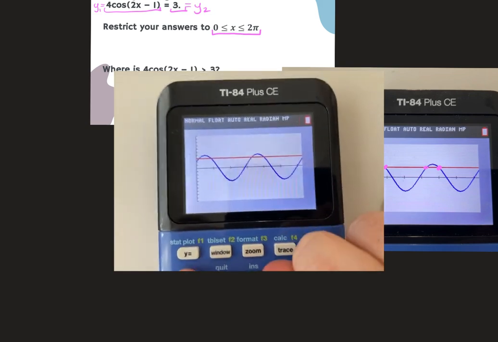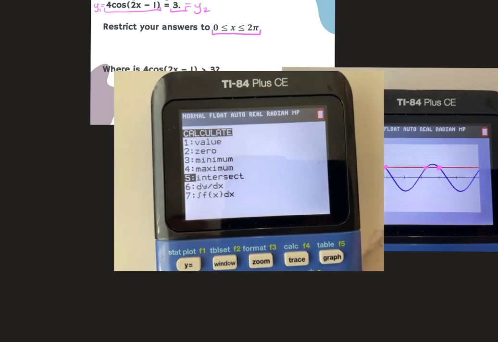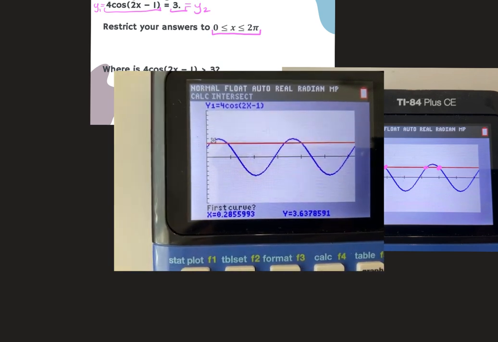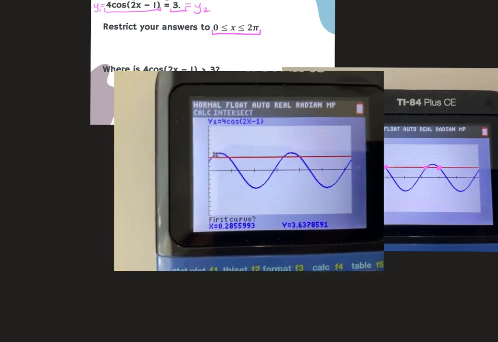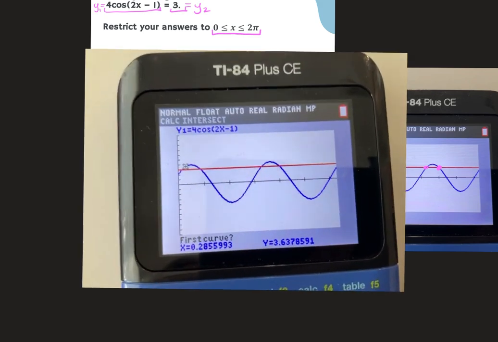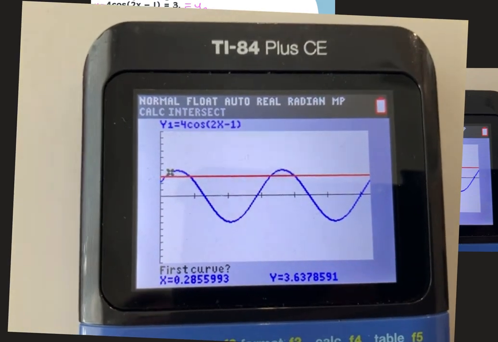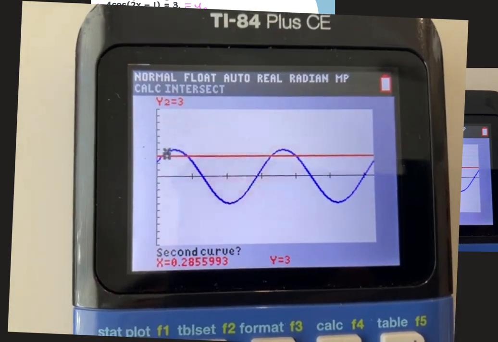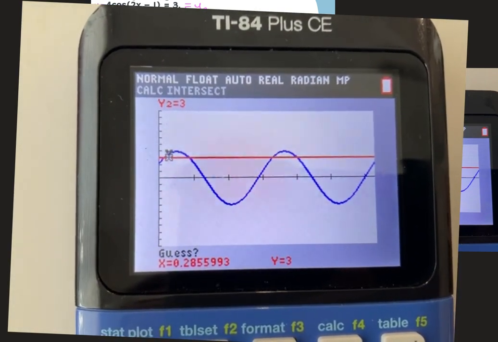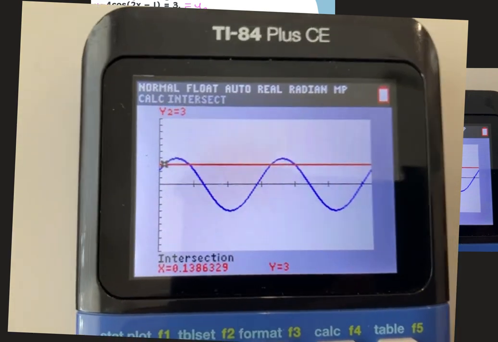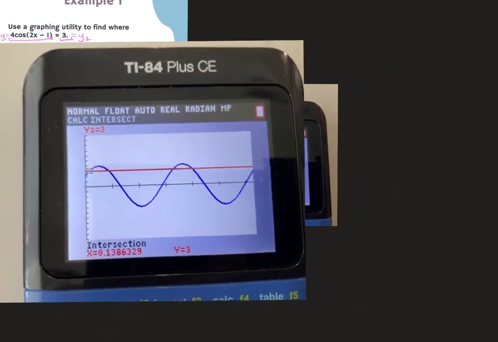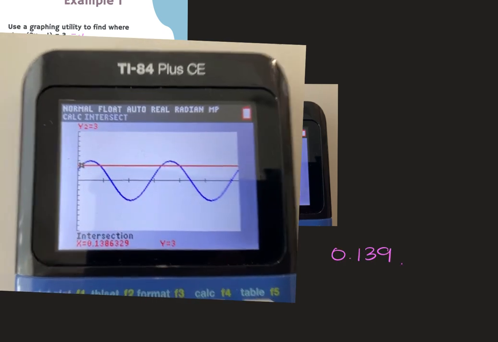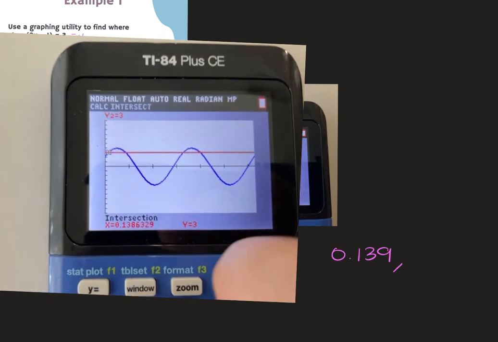Okay, so I'm going to go second trace. I'm going to go to intersect, and I need to do it 4 times. It's going to need to be close to the point that you're trying to get. So it doesn't matter what order we do this in, but notice it's asking for the first curve. It's on the blue, which is fine. Then it's going to go to the red, which is also good. And then it's going to say yes, and yes, you're going to take it to that part. So that first intersection, my x value is 0.139.